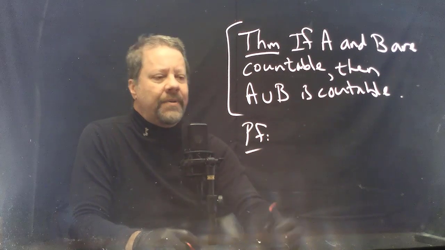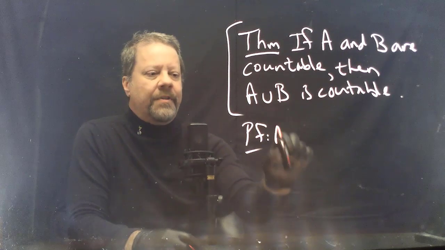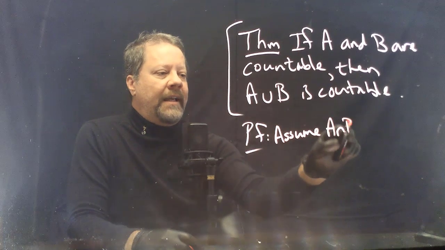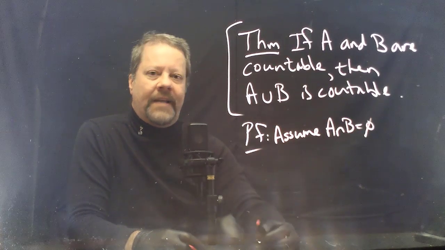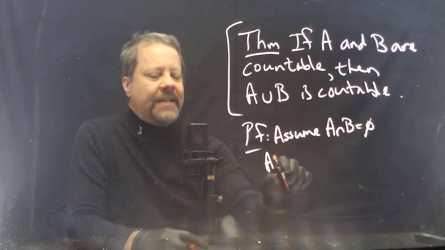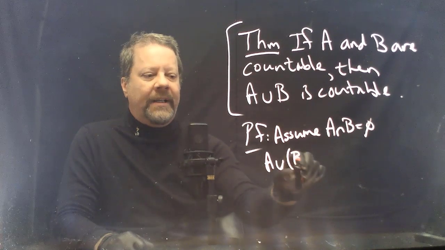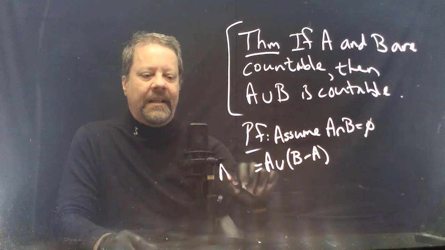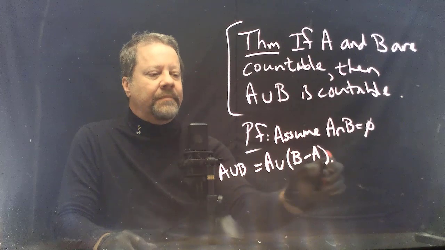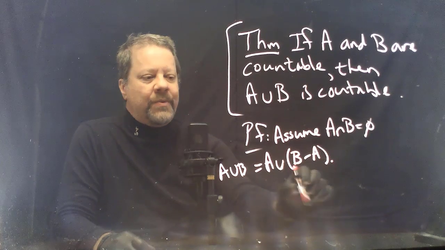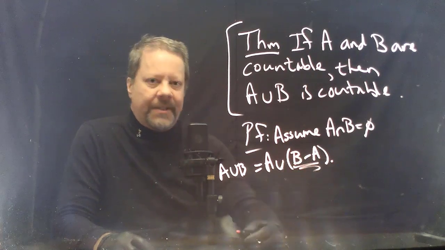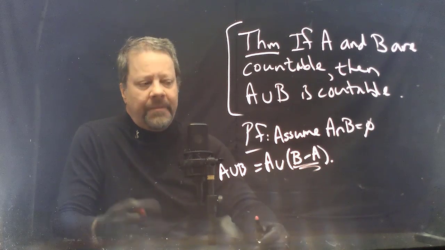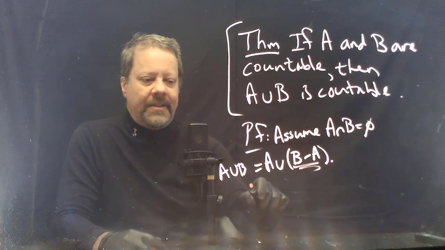And the proof is going to go, we're going to assume first that A intersect B is empty, that these are disjoint sets. And we can do that because, after all, we could take B minus A union A. That gives us the same thing as A union B. And so we may as well assume that we've taken out any common elements, and they are in fact disjoint. From here, we proceed with three cases.